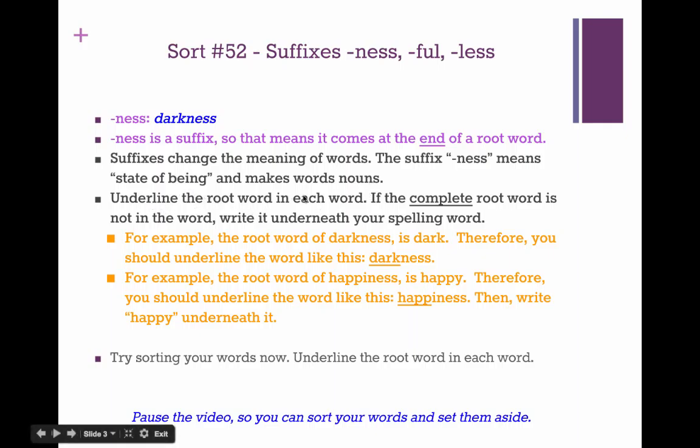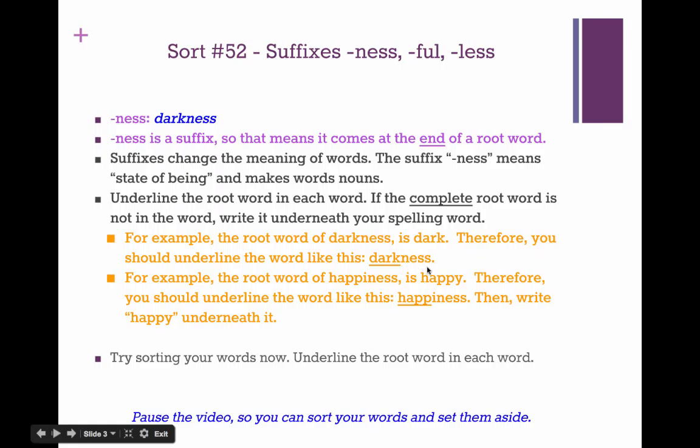Alright, so underline the root word in each word. If the complete root word is not in the word, write it underneath your spelling word. For example, the root word of darkness is dark. Therefore, you should underline the word like this. Darkness, you should underline dark.